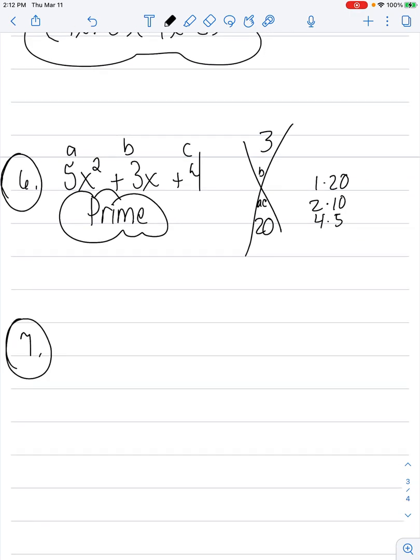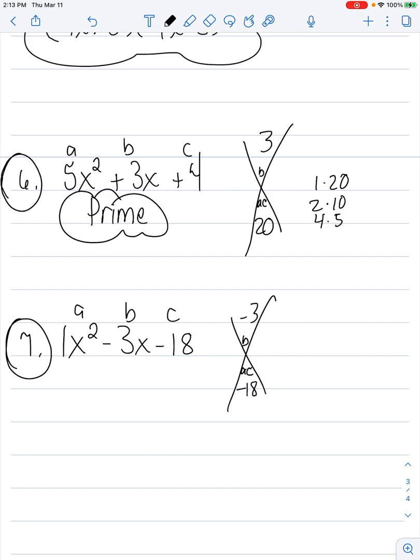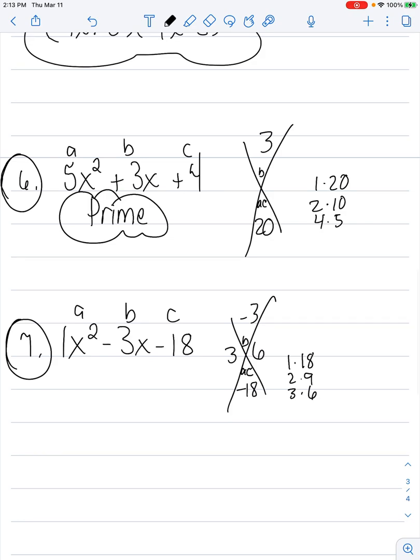Number 7, I would like for you to fully factor x squared minus 3x minus 18. Pause and factor that, please. Let's see how you did. I don't see a greatest common factor. This is a trinomial, so I'm going to go ahead and do Magic X has your back. A, B, C. So B is negative 3. A times C is negative 18. So I have 1 times 18, 2 times 9, 3 times 6, and I think those two factors are going to give us what we need.